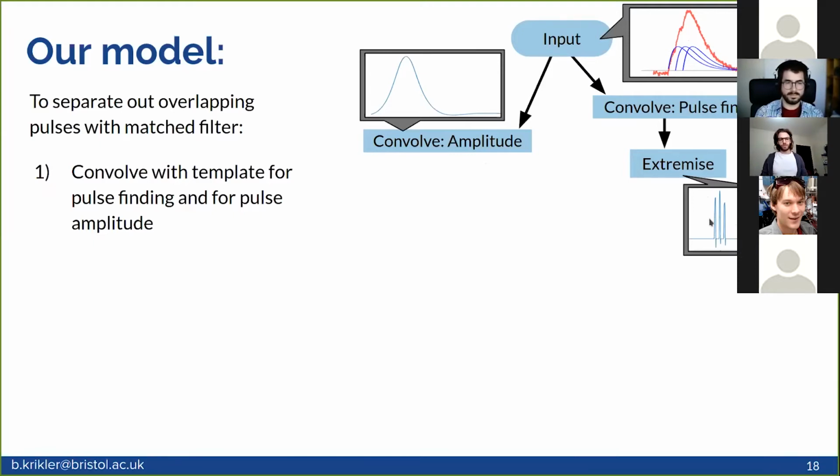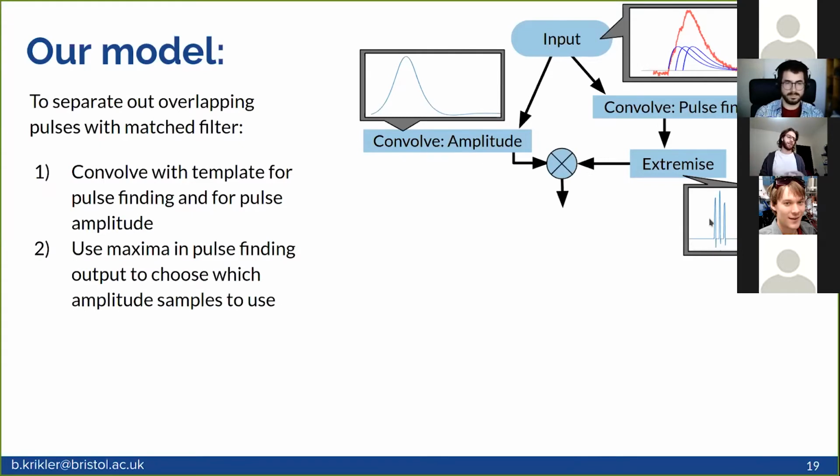Now, the next step is to take these 2 outputs and multiply them together. This will essentially mask out everything in this amplitude layer. Everywhere there's a 0 coming through the pulse finder will now be masked out. And what we'll be left with is just a series of amplitudes, roughly amplitude information at the right location here.